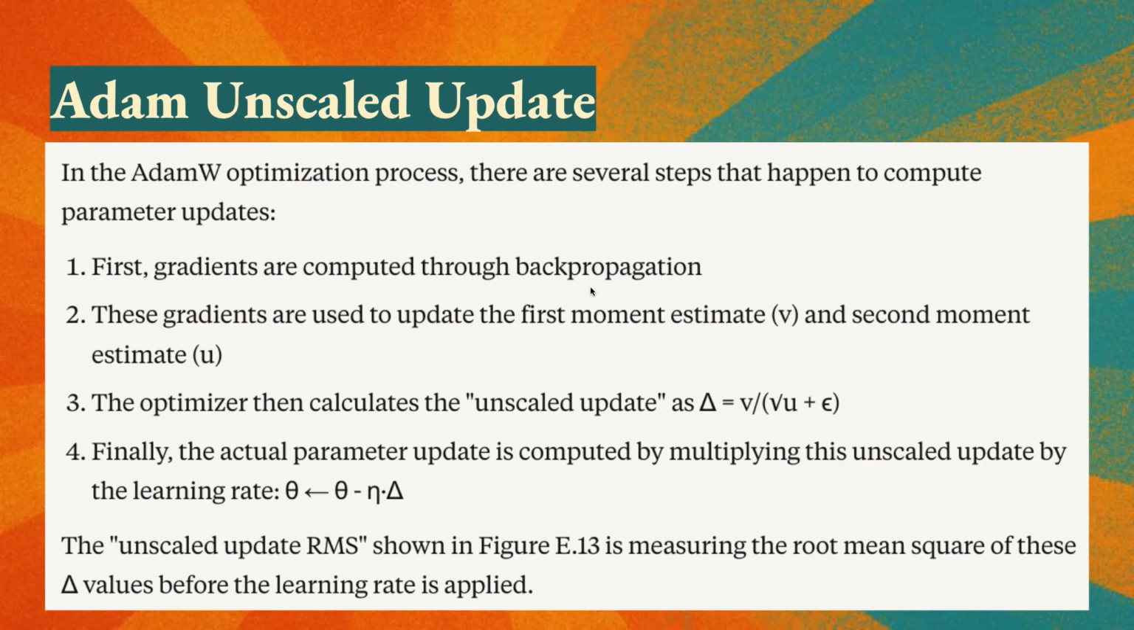A quick recap of the AdamW optimization process. First, the gradients are computed through backpropagation. Then they're used to update the first moment moving average and the second moment moving average. Then we calculate the unscaled update, and then we multiply by the learning rate and the weight decay, depending on whether or not we're using that, and we get the actual parameter update.